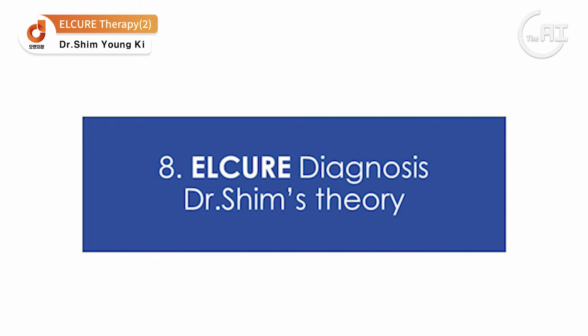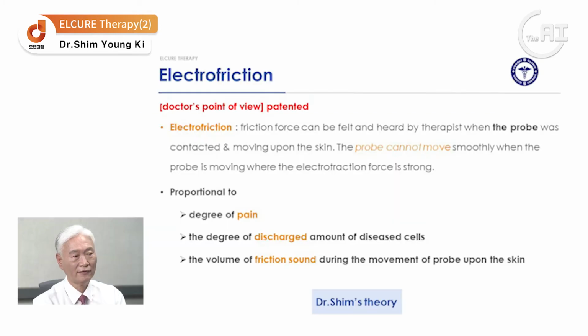Number 8, ELCURE diagnosis of pain. My theory, Dr. Sim's theory: electrofriction is a doctor's point of view. Electrofriction is patented. It is a medical device, and when the probe contacts the skin and moves up the skin, the doctor feels the electrofriction in the hand and can hear the friction sound. As the disease progresses and the pain is very severe, the friction sound is very big, and the friction power is also very big. In the normal part, there is no friction. It is very smooth.